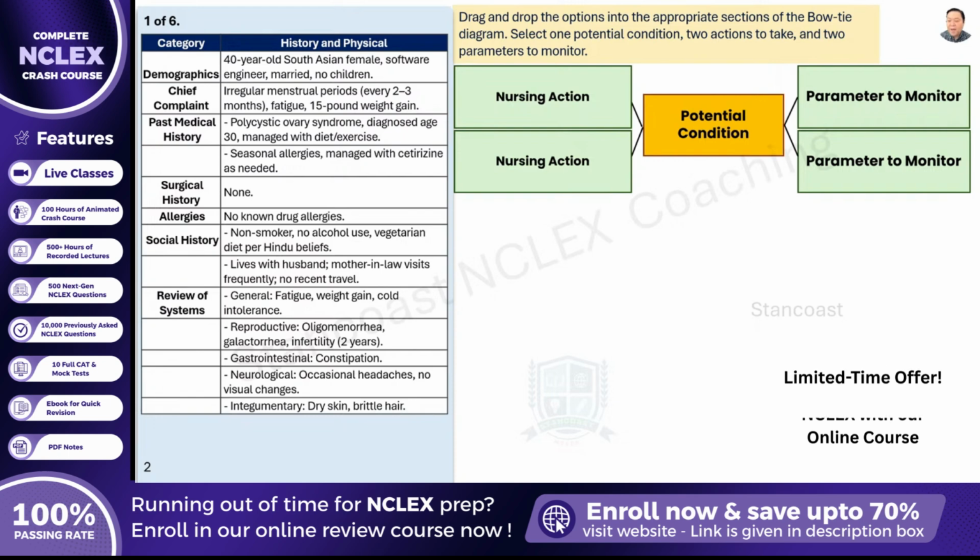She's a non-smoker, no alcohol use, vegetarian diet per Hindu beliefs. She lives with her husband and mother-in-law visits frequently, no history of recent travel. She's fatigued, has weight gain, cold intolerance, and has oligomenorrhea, galactorrhea, and infertility for 2 years. And she has constipation, occasional headaches, no visual changes, and with dry skin and brittle hair.